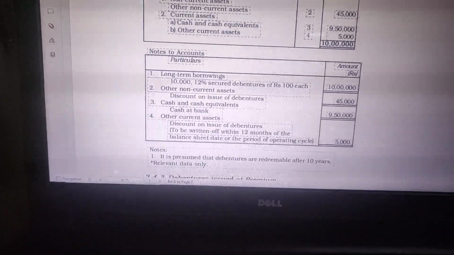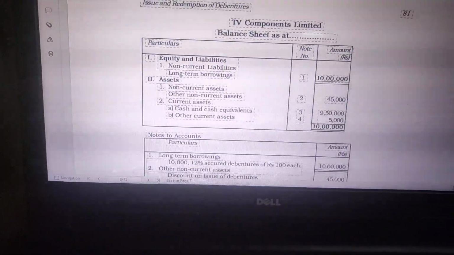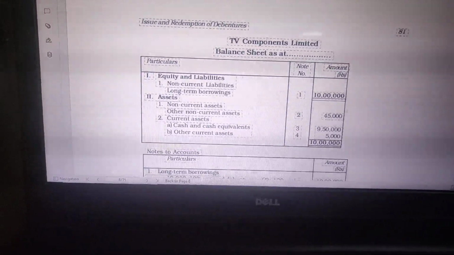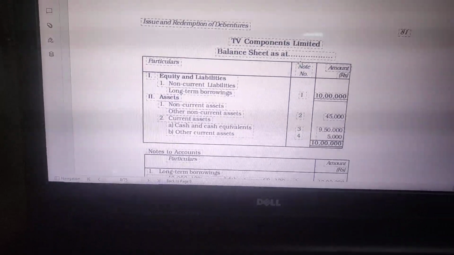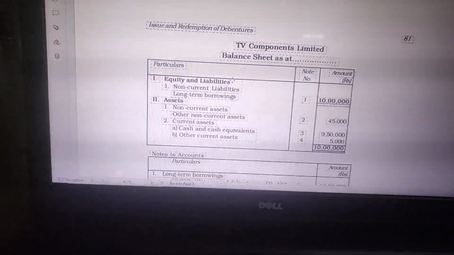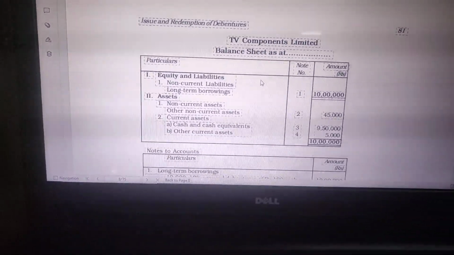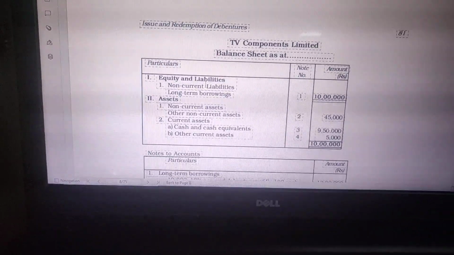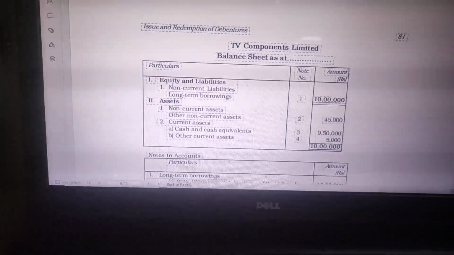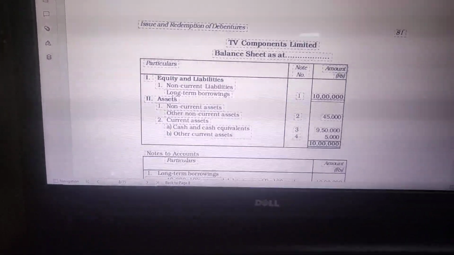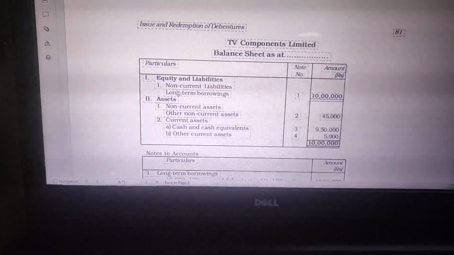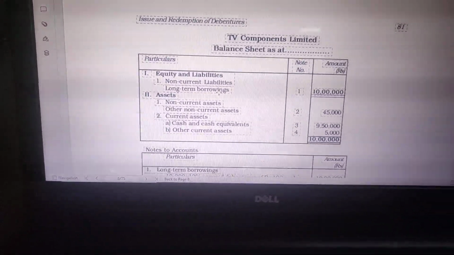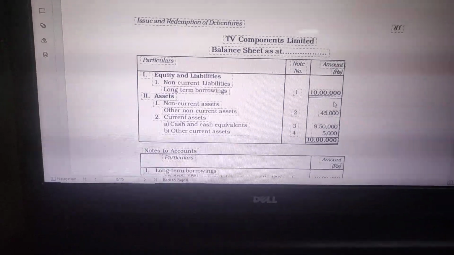Then we have to draw the balance sheet. We have written the heading of the company name, TV Components Limited, balance sheet. The date is not given. Then we have made the format: particulars, note number, amount. Then the first item is equity and liabilities. Equity relating to shares and liabilities. Long-term borrowings come under the heading non-current liabilities. That will be 10 lakh.